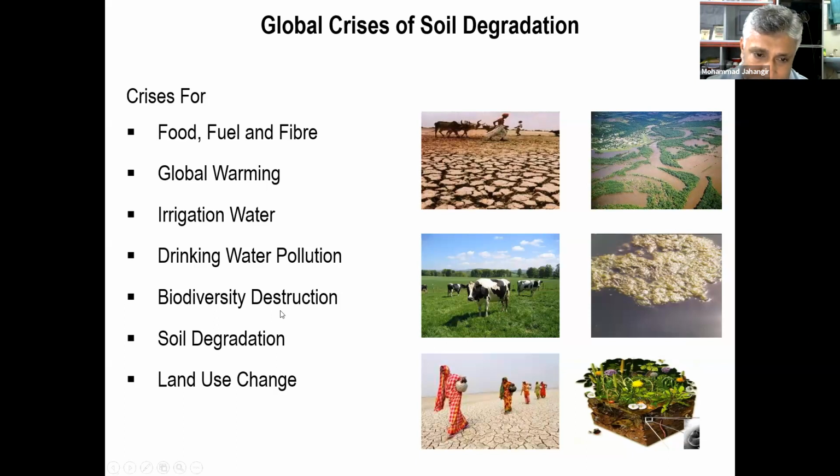We have biodiversity destruction, soil degradation. As I mentioned, we have degradation of soil organic matter, degradation and depletion of almost all plant nutrients. Therefore, we need to apply more and more fertilizer. And we have a challenge with land use changes, especially cropland being sacrificed for other uses.